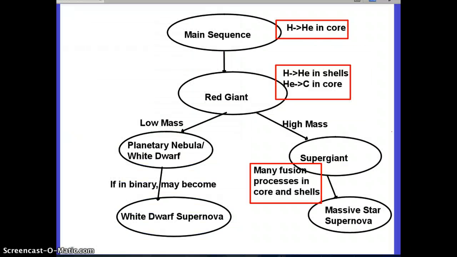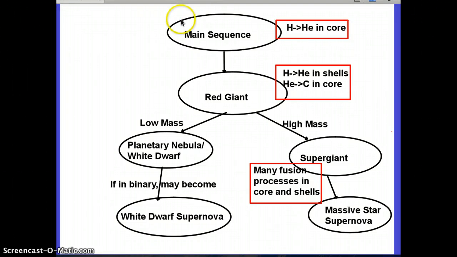So just to wrap up, this is something you're going to want to know. This is just sort of taking you through the process of how stars evolve. You may want to pause this and write it down, or you may want to even just take a screenshot and copy and paste this into your notes.